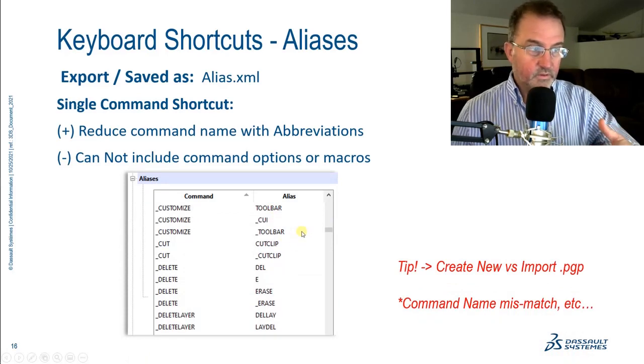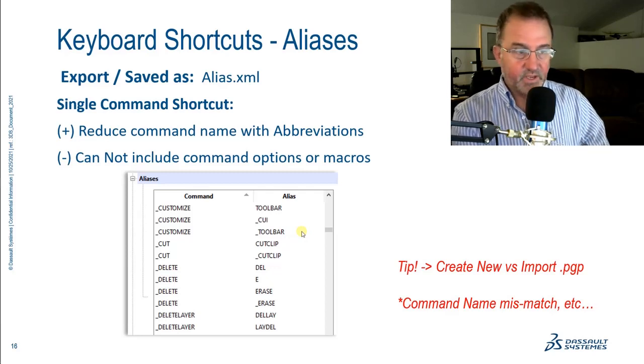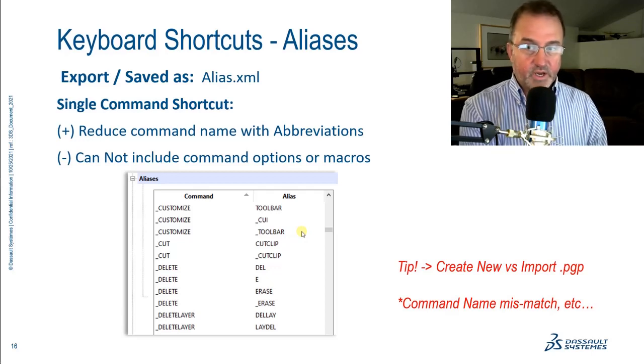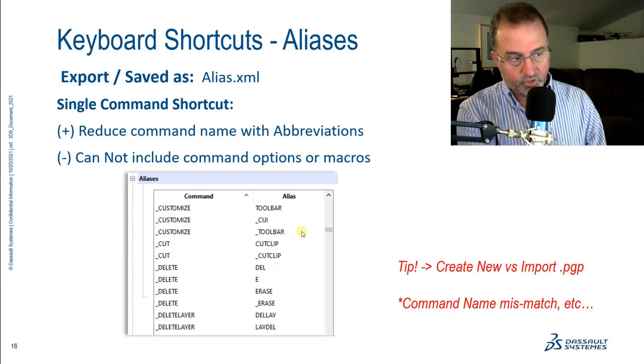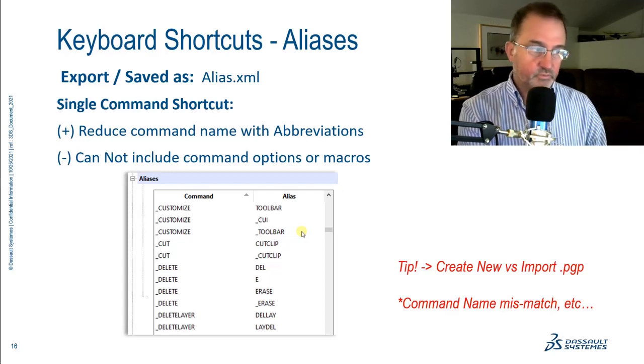Now, while aliases can reduce the number of keystrokes that you have to type at the keyboard if you like to type your commands, before the end of this session, I think you'll see that I have a better methodology in creating a function, which would be that keystroke that you want to use in a Lisp routine, which would actually override an alias.